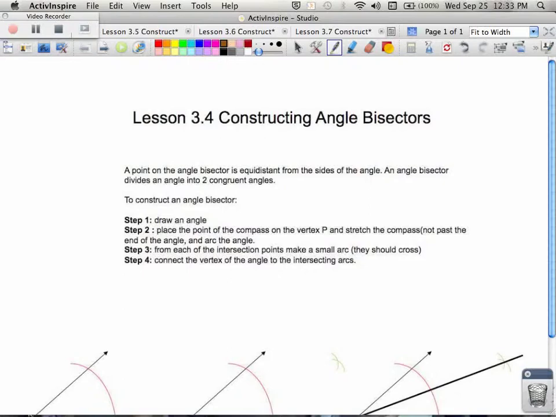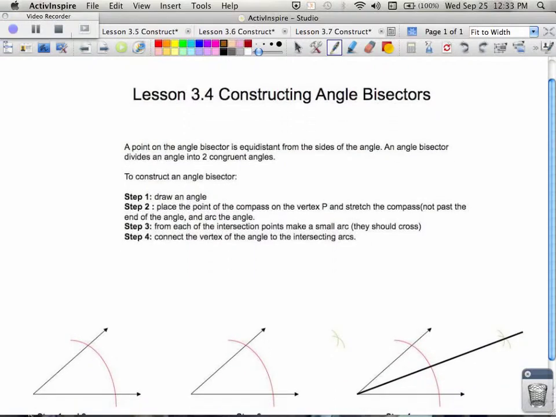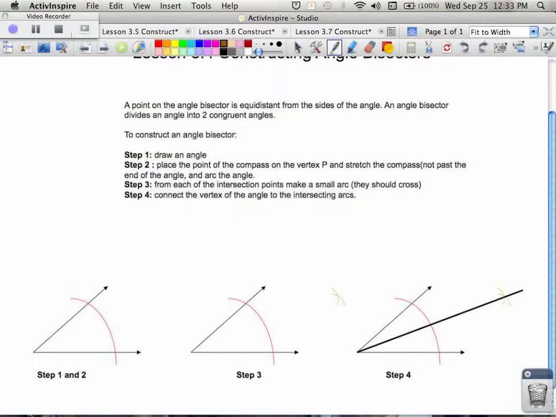In order to construct this angle bisector, step one, we're going to draw an angle. In step one, the angle could be drawn for you. In step two, we're going to place the point of the compass on the vertex P down below. We're going to stretch out our compass. We don't want to go past the end of the angle, and we're going to arc the angle.